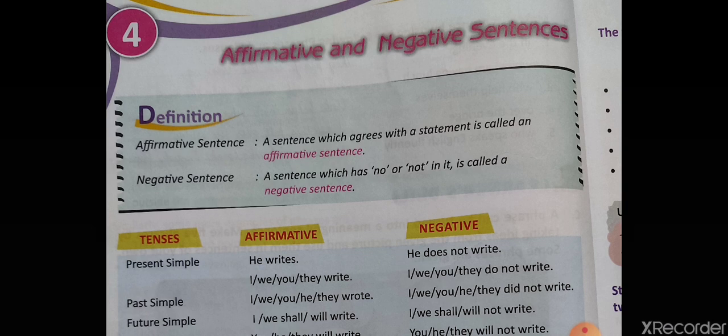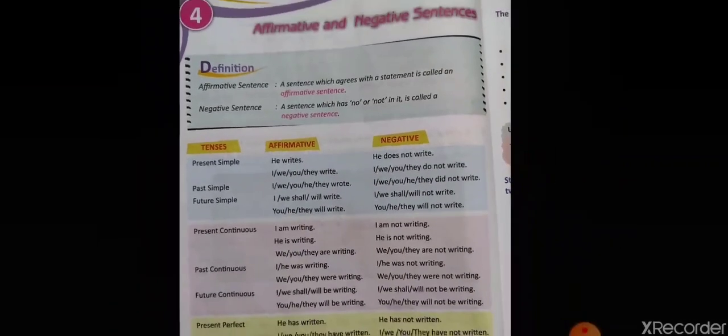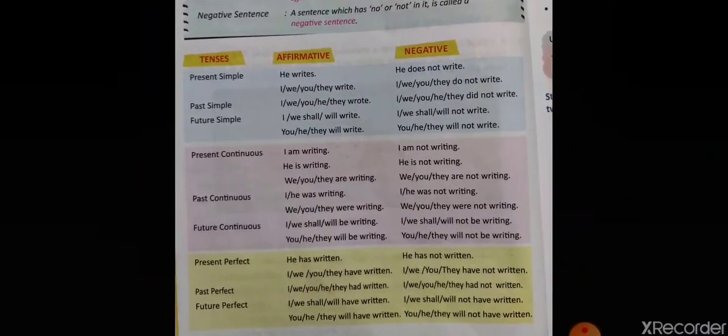All right, now in this chapter, the tenses are given, so we always change the sentence into negative form. We can change an affirmative sentence into a negative sentence, or we can change a negative sentence into an affirmative sentence. So we have to follow some rules according to the tenses. So the first tense is present simple tense.